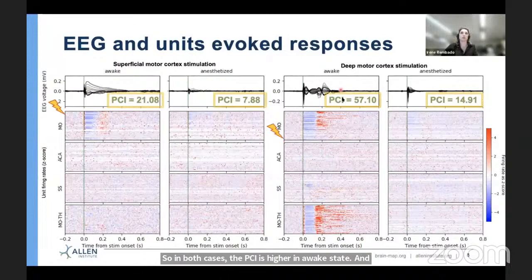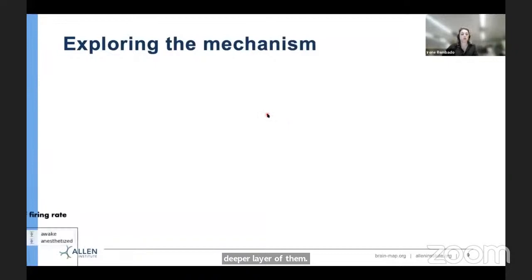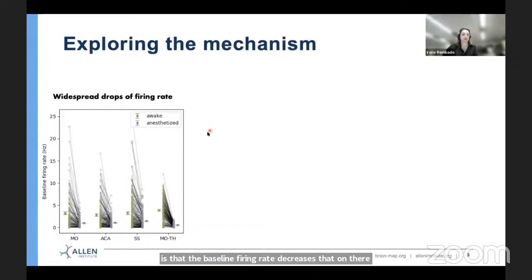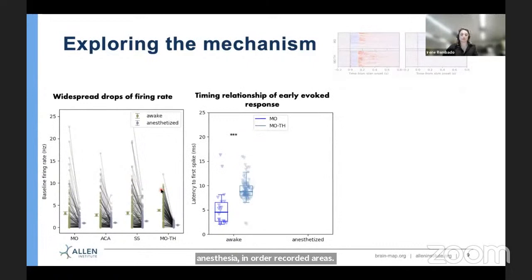So moving towards the mechanism, our first observation is that the baseline firing rate decreases under anesthesia in all recorded areas. Our second observation is about the relative timing of the evoked responses when we are stimulating the deeper layer of the motor cortex, which most likely is directly activating layer 5 cortical thalamic neurons. When we look at the latency to the first spike, we see a clear evidence that the motor cortex precedes the motor thalamus by around 5 milliseconds in the very first excitation.